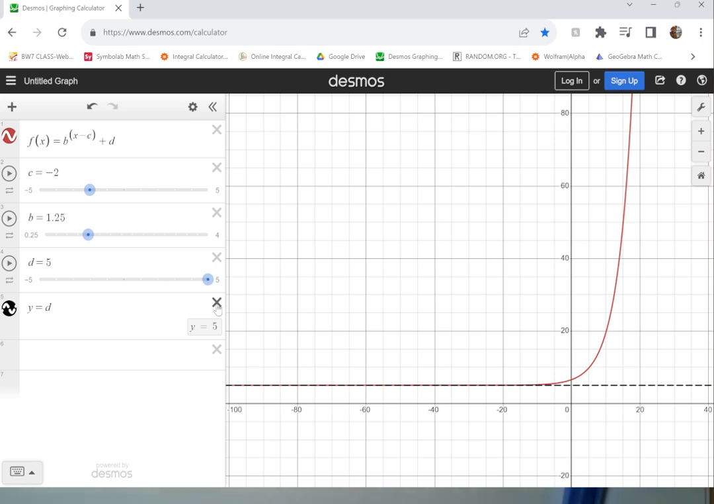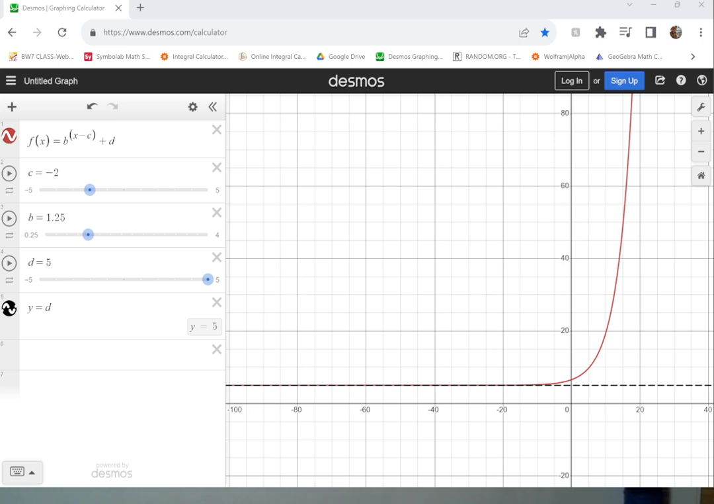All right. Okay, and then we see here our new horizontal asymptote. And as far as the, here's 0. Okay, all right, so that corresponds to horizontal and vertical shifts here.